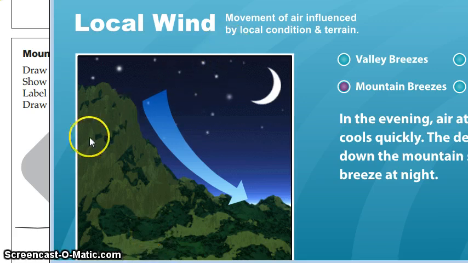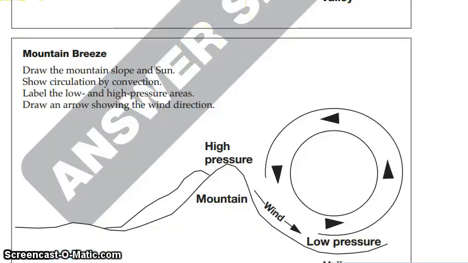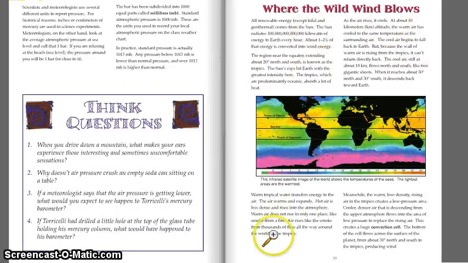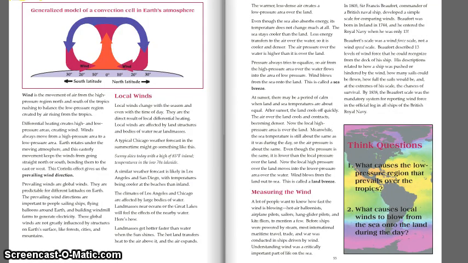And one of the last things that we did was read the article "Where the Wild Wind Blows." And we read through that article. There were some questions at the end. What causes low pressure regions that prevail over the tropics, and what causes local winds to blow from the sea into the land?